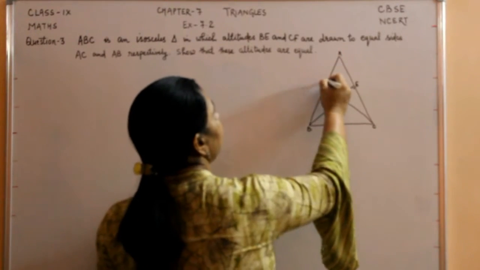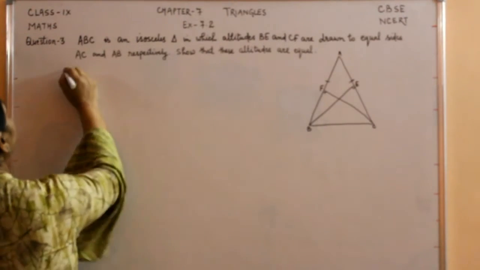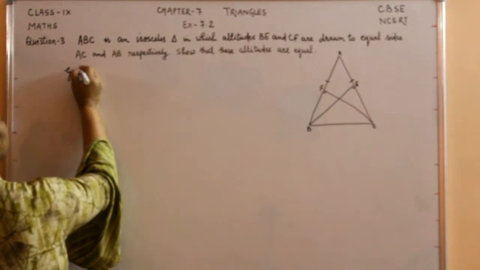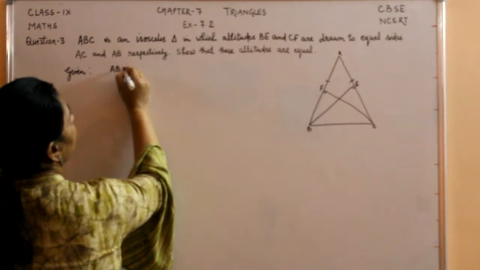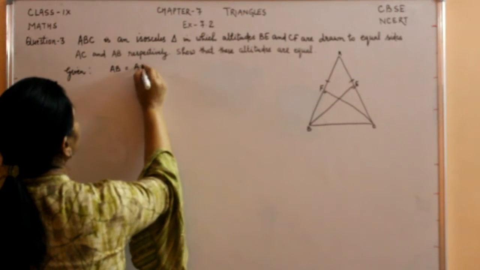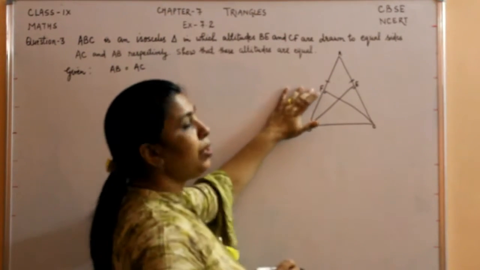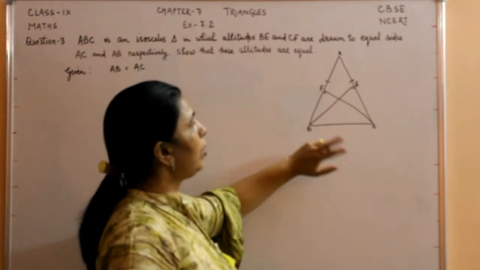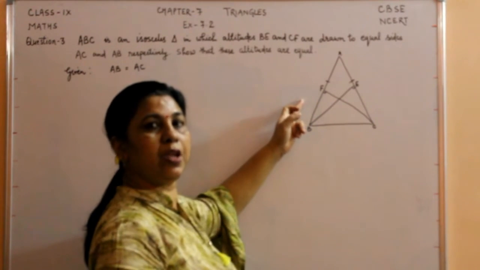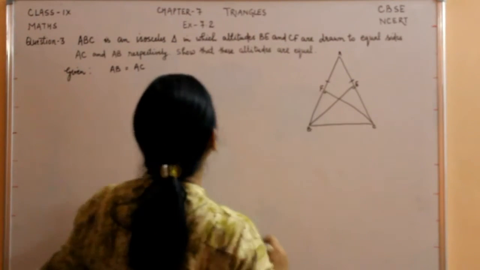So this side is given equal to this side, AB is equal to AC. So first of all we will write what is given. The given is AB is equal to AC. And as these are altitudes, and we know altitudes are the lines drawn from a vertex to the opposite side making an angle of 90 degrees, so these angles are of 90 degrees.